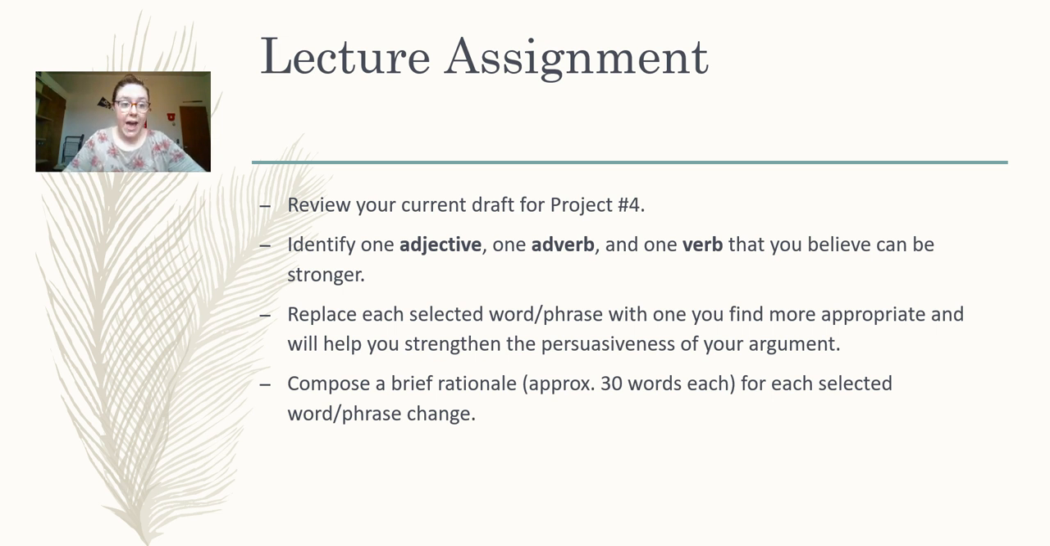And what I want you to do after that is compose a brief rationale, so about 30 words each. You don't have to write a novel for each selected word or phrase change. So you will say, okay, originally this was an adjective I selected. I changed it to this. Really briefly, here's why. Here's the adverb that I originally had. Here's what I changed it to, and here's why. And then you would follow suit with the verb as well.